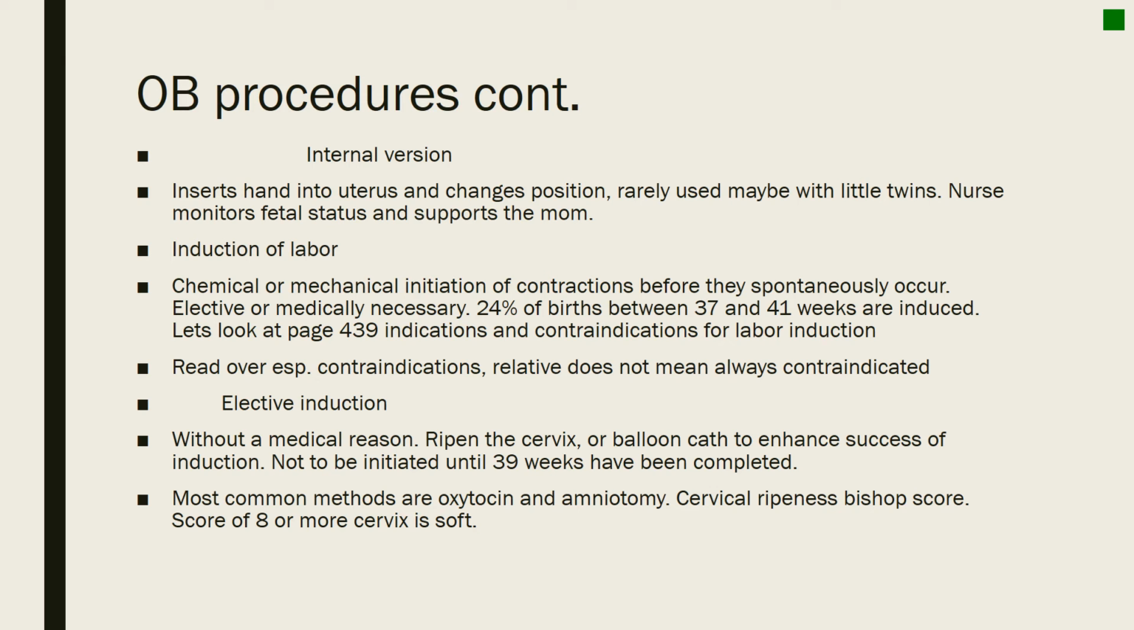Elective induction. There's not a medical reason. We're going to ripen the cervix. A balloon cath can enhance the success of this. We don't want to do this before 39 weeks have been completed. The most common method are oxytocin and an amniotomy. Cervical ripeness Bishop score, a score of 8 or more, says that cervix is conducive to induction.